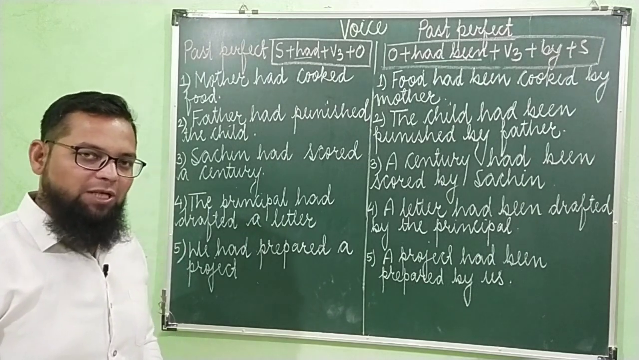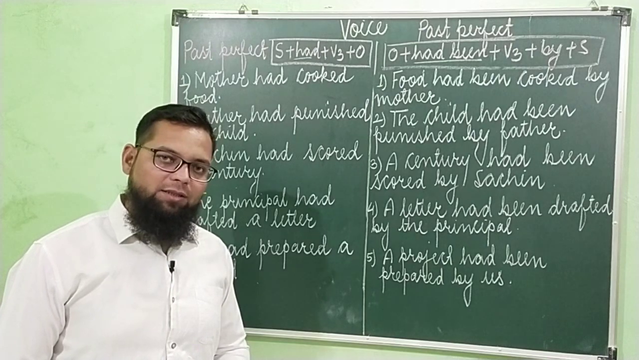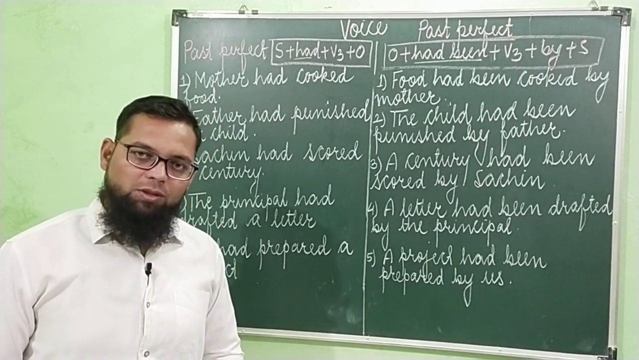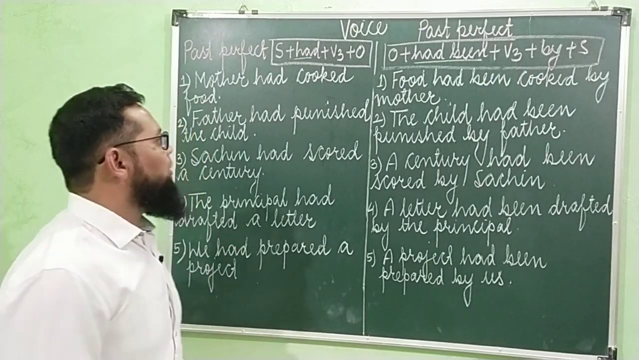Now what is the subject in the sentence? Mother. What is the helping verb? Had. What is the verb? Cooked. And what is the object? Food. Food is object and we are supposed to convert it into passive voice.